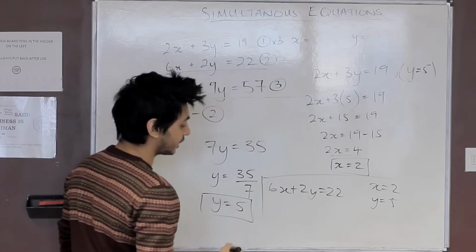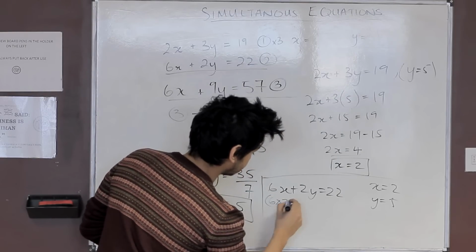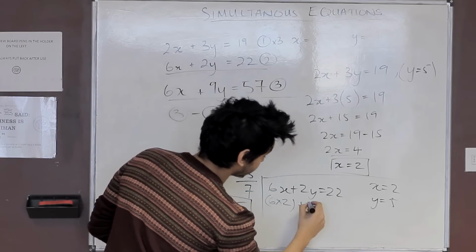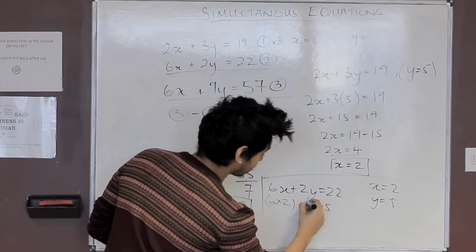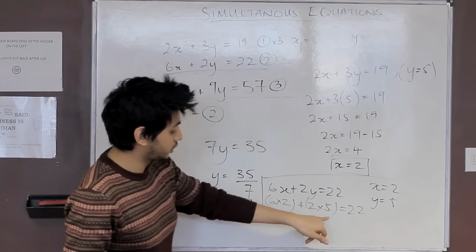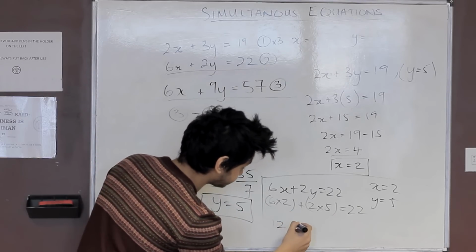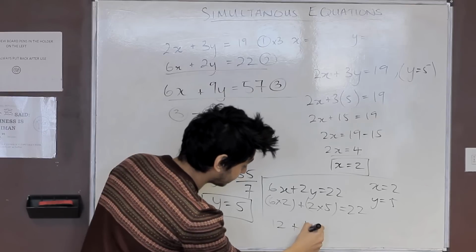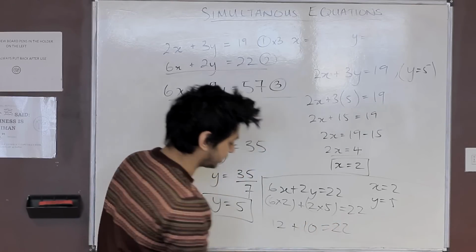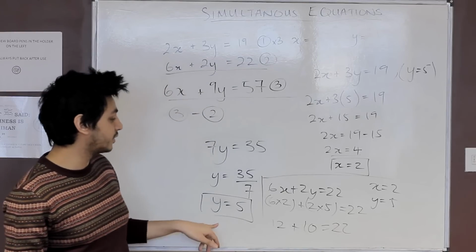If we substitute these values in, 6 times 2 plus 2 times 5 equals 22. Now if this is correct, the left hand side should equal the right hand side. So 6 times 2 is 12, 2 times 5 is 10, and that does in fact add up to 22. That's how you can check in your exam whether you've done this correctly or not.